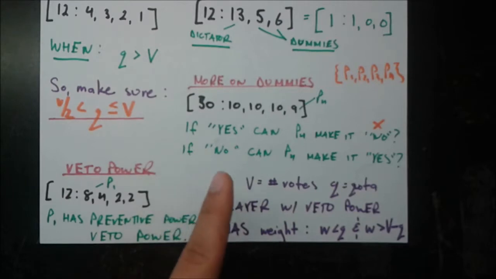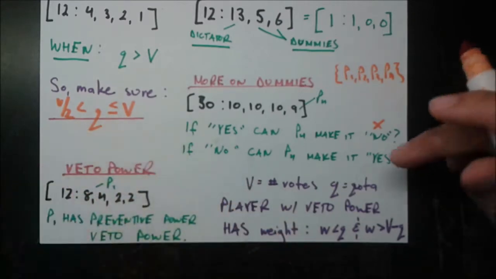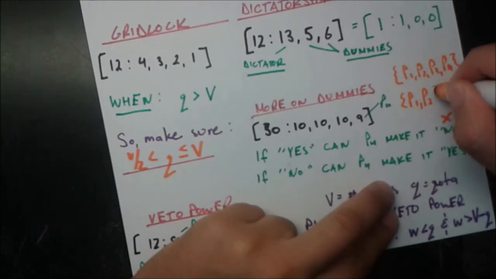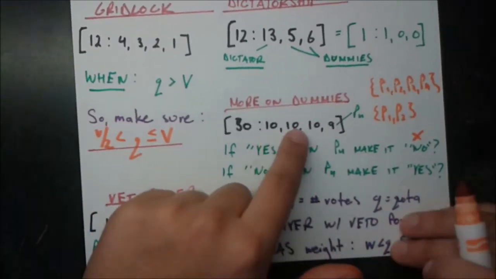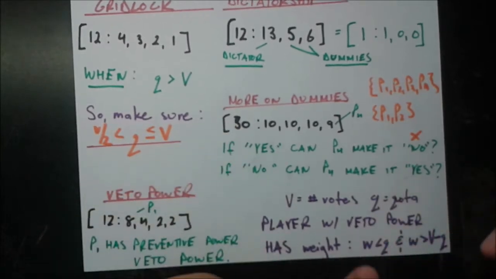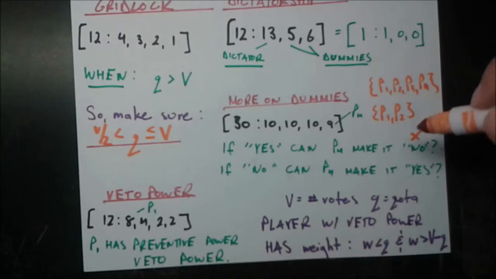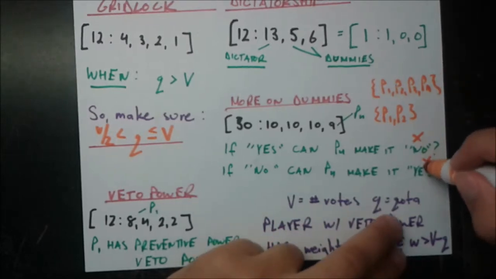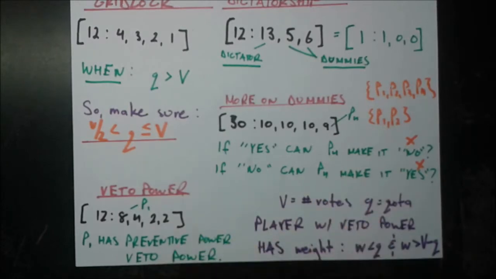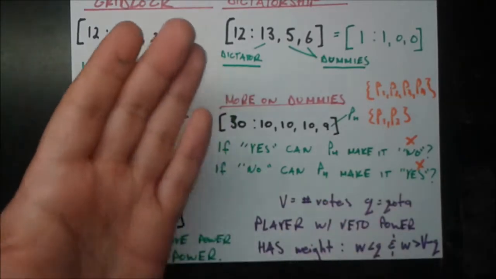If it's a no vote, can player 4 make it a yes by joining in? So let's pretend we have a no vote. Let's say we have just player 1 and player 2. That's no, right? Because if we have 10 and 10, that makes 20. So that's not enough to make our quota. So can player 4 make it a yes? Well, if he joins in, then he's only going to make it go up to 29, which is not enough. So again, he makes no difference. So pretty surprisingly, player 4 is actually a dummy in this case, because his vote makes no difference whether he's in it or he's not.